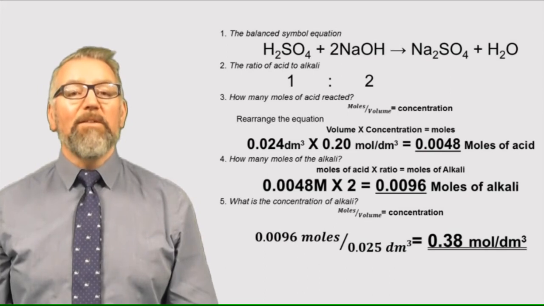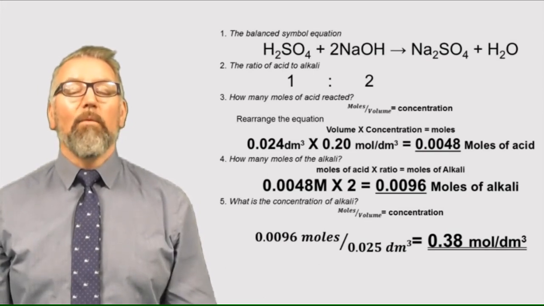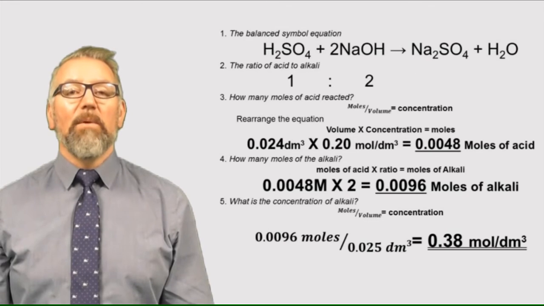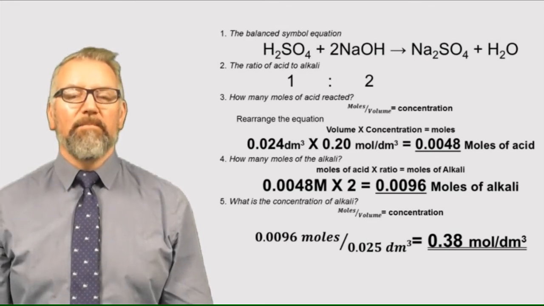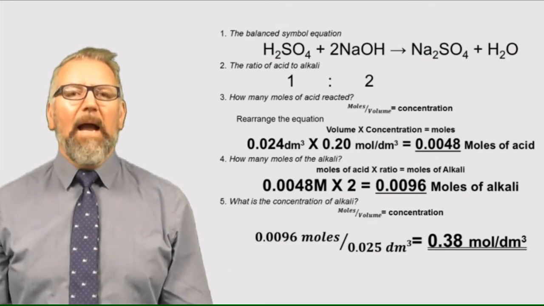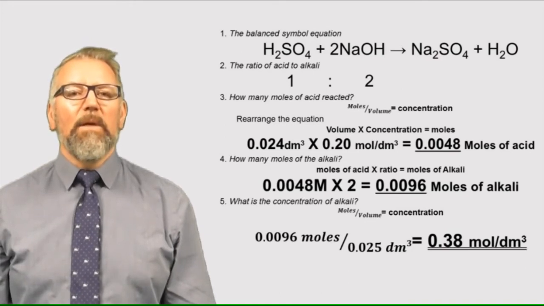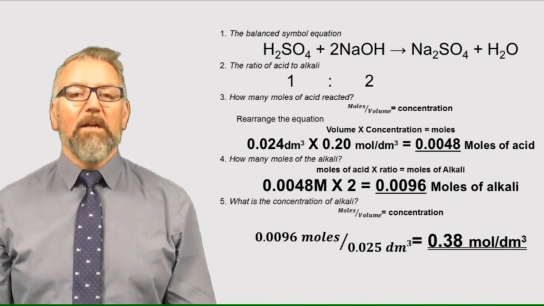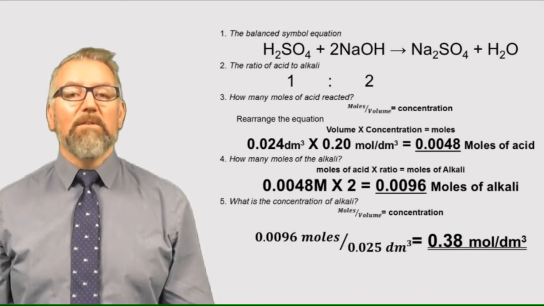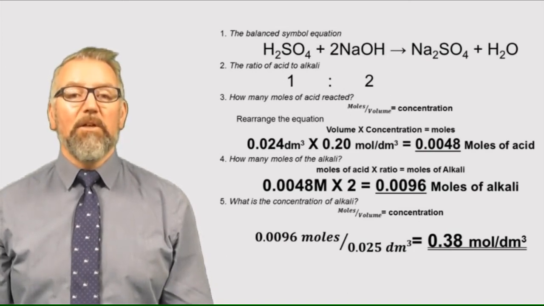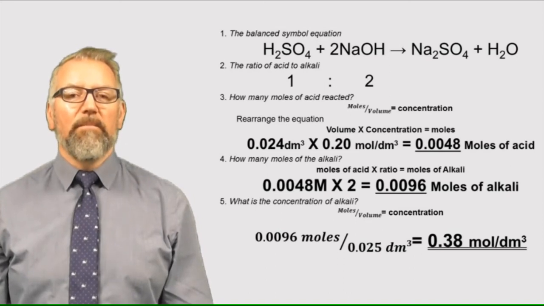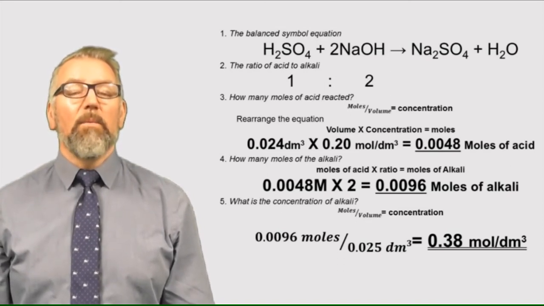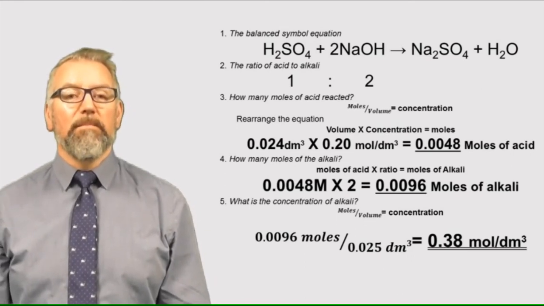Step 2, the ratio of the acid to alkali. We have 1 mole of acid reacting with 2 moles of alkali. Step 3, how many moles of acid reacted? We need the calculation moles over volume is equal to concentration. We need to know the volume of acid. Remember to divide this by 1,000 to convert the units to decimetres cubed. And the concentration, we're going to have to rearrange that equation now. We need the volume multiplied by the concentration to give us our moles.